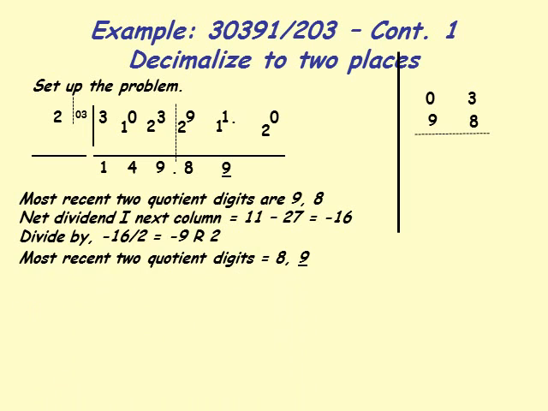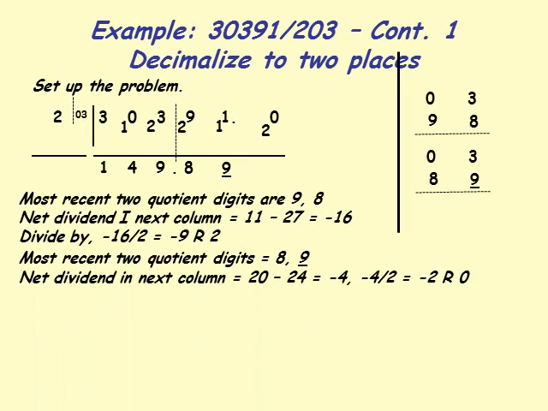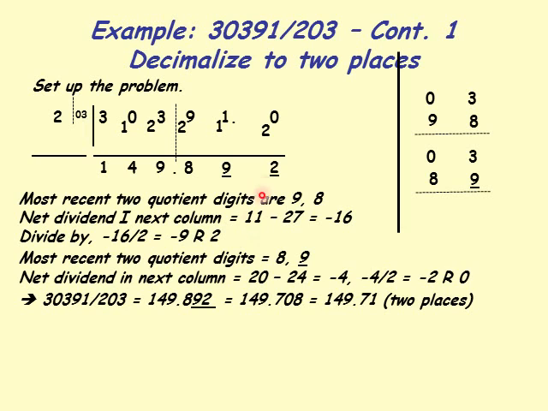Let's continue here. The setup for the adjustment is these two digits. I multiply 3 times 8 and 0 times negative 9. 3 times 8 is 24 and 0 times negative 9 is 0, so they add up to 24. In the next column we have 20 minus 24, which is minus 4. If I divide minus 4 by 2, I get a negative 2, remainder 0. So we get a negative 2 here.